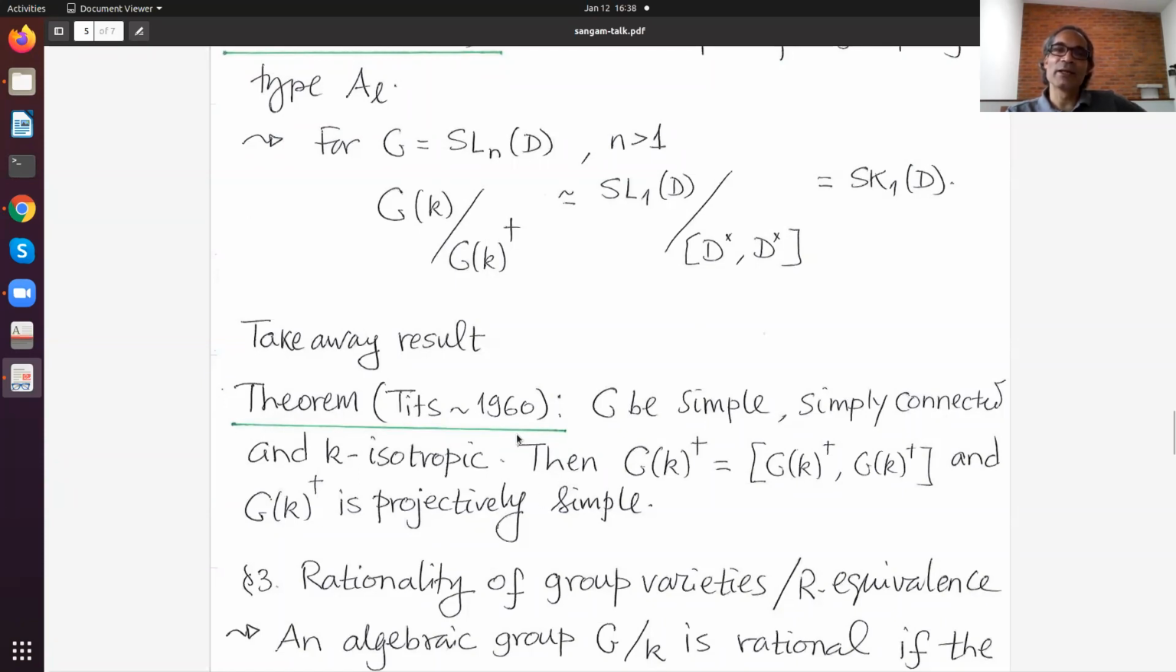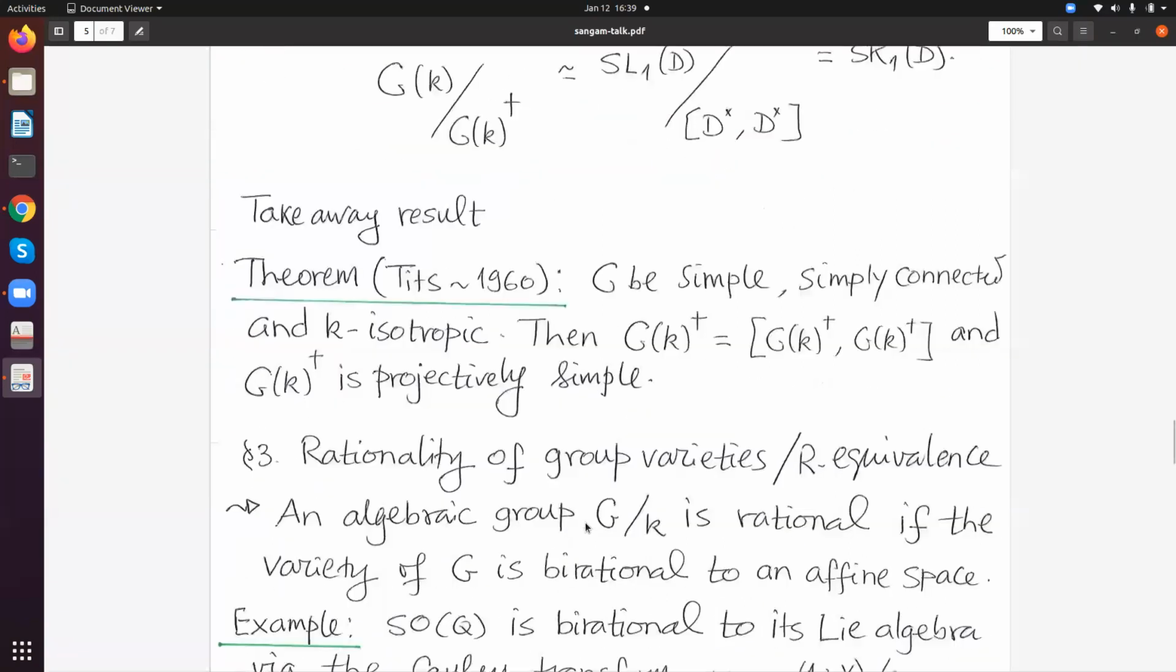Then Tits proved in 1960 that the subgroup generated by unipotents is a perfect group and is projectively simple. So as an abstract group, you can just write down lots of simple, simply connected isotropic algebraic groups, and this gives you a machine to produce infinite simple groups if you like. So this is one result which you can take home from this talk. Of course, there are these technicalities.